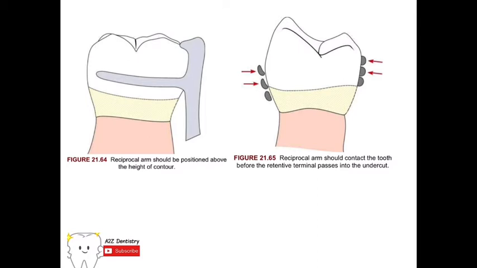So whenever we are delivering the RPD to the patient, we must ensure that when we are seating our prosthesis, the first contact of our assembly to the tooth surface must always be via our reciprocal arm, because this reciprocal arm is preventing our lateral forces, right? So we will first seat this reciprocal arm into position, then we will place our retentive arm, right? So this is the design consideration which we must remember.